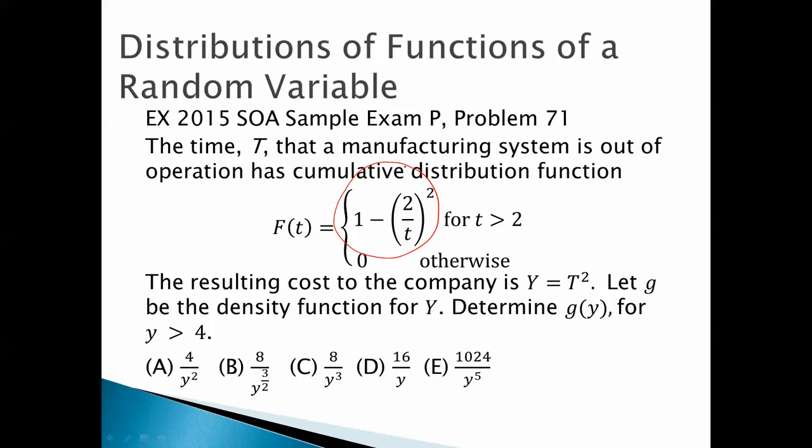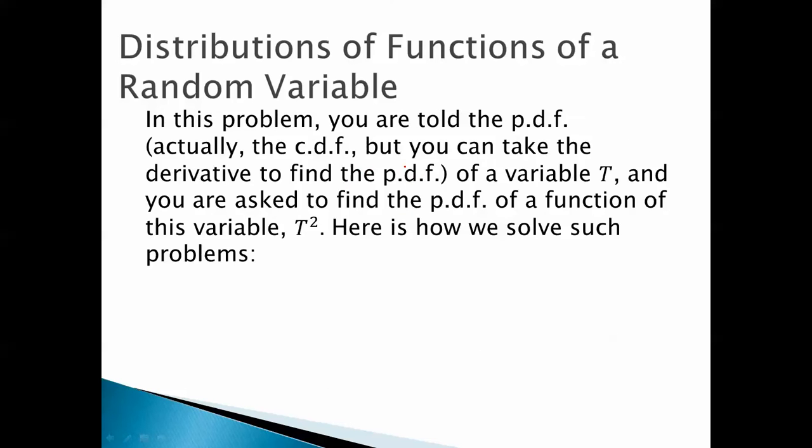The resulting cost of the company is y equals t squared. Let g be the density function for y. Determine g of y for y greater than 4. Okay, in this problem, you're told the CDF, but you can take the derivative to find the PDF, of a variable t. And you were asked to find the PDF of a function of this variable, t squared.